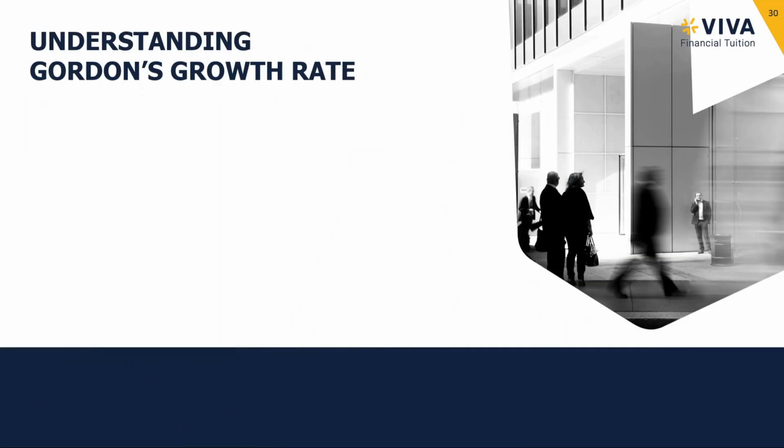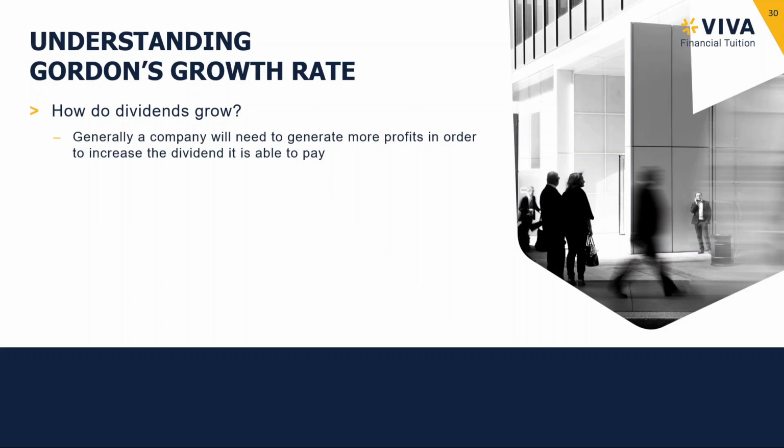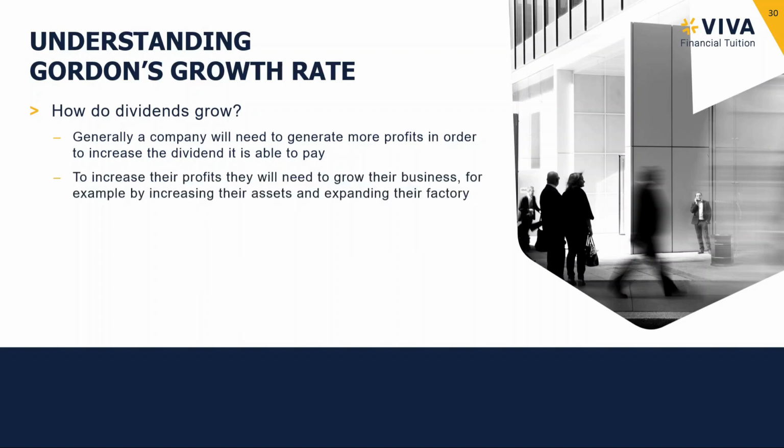Okay, so let's look at a specific example here to help us better understand Gordon's growth rate. So how do dividends grow? So in order then for a company to be able to pay more dividends, it's going to need to generate more profits. And ways then that companies can increase their profits and to grow their businesses are to buy new assets. And an example of that could be for a manufacturing business here, expanding their factory.